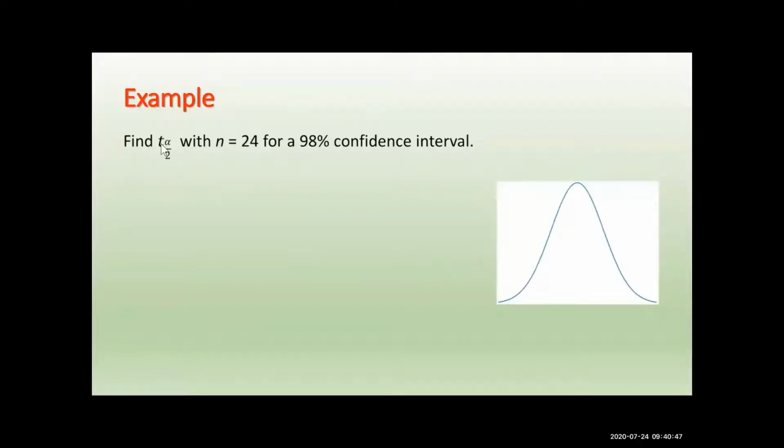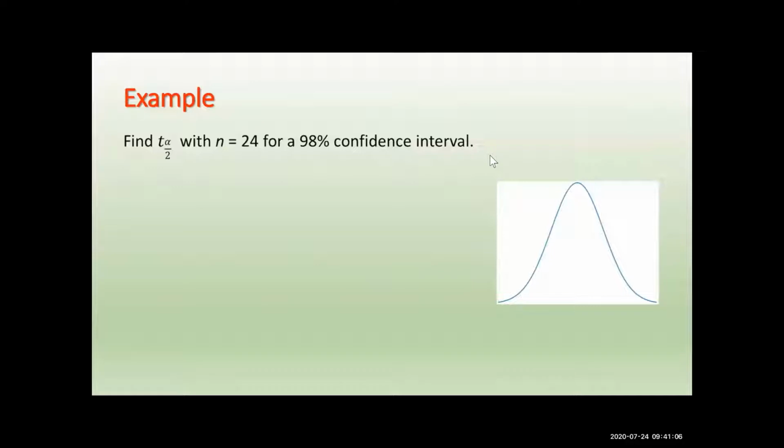We have to find the T critical or T alpha over 2. In the previous examples, we did Z alpha over 2. Now we have to do T alpha over 2. That means this is the T distribution with n equal to 24 and a 98% confidence interval. You have some idea here.